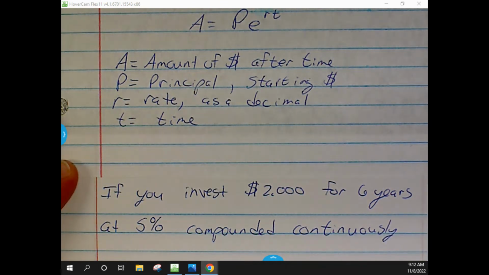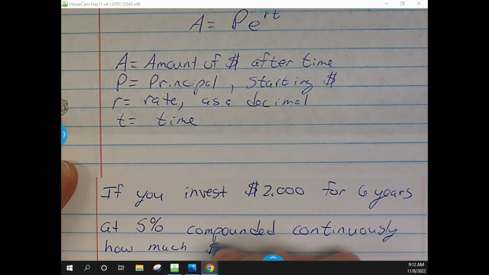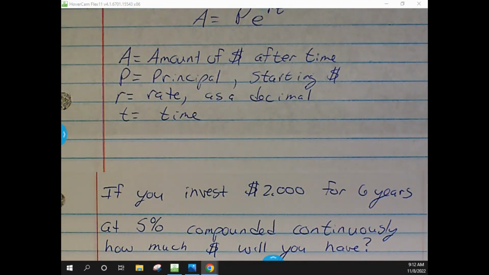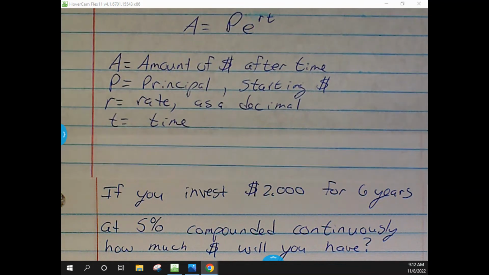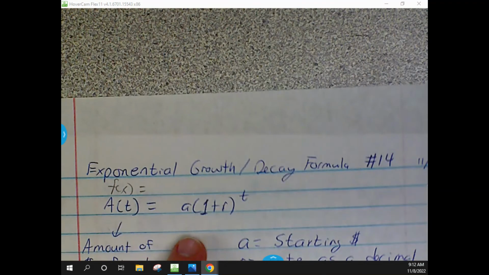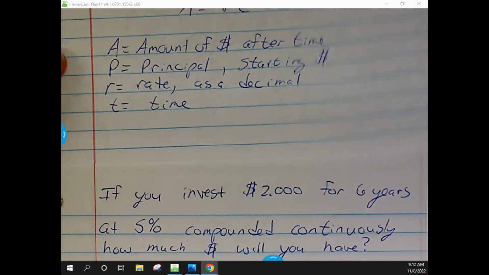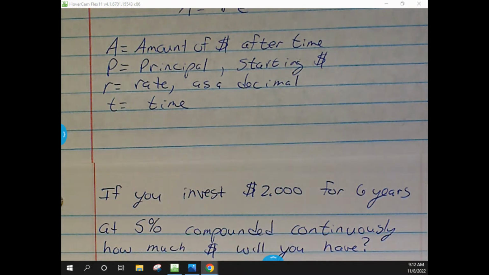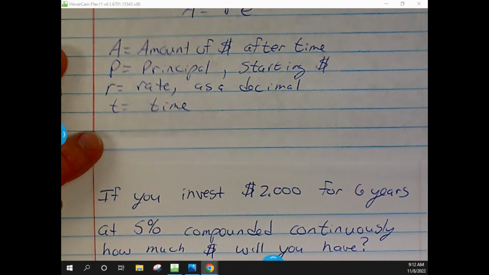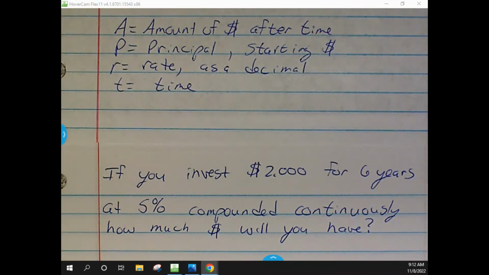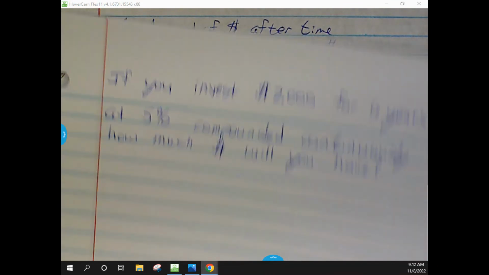Okay, so if you invest $2,000 for 6 years at 5% compounded continuously, how much money will you have? You do not have to worry about memorizing the formulas, especially this formula, because there's a million different variations of that formula that you can use. There's even a different one based on the number of compoundings, which we don't worry about in this case. We'll give you the formula every single time as you're going through these.